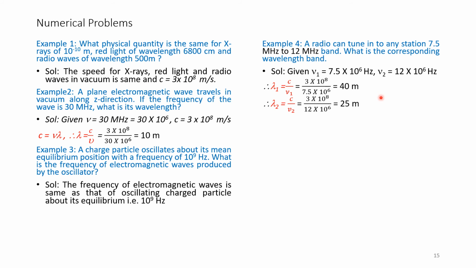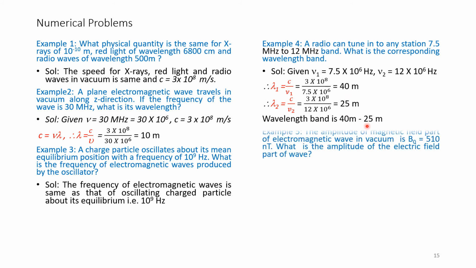Similarly, we can calculate the wavelength at the higher frequency, that is 12 megahertz. It is given by lambda 2 is equal to c by nu 2, that is equal to 3 into 10 to the power of 8 divided by 12 into 10 to the power of 6, that is equal to 25 meters. So the wavelength is varying from 25 meters to 40 meters. So the wavelength band is 40 meters minus 25 meters, that is equal to 15 meters.